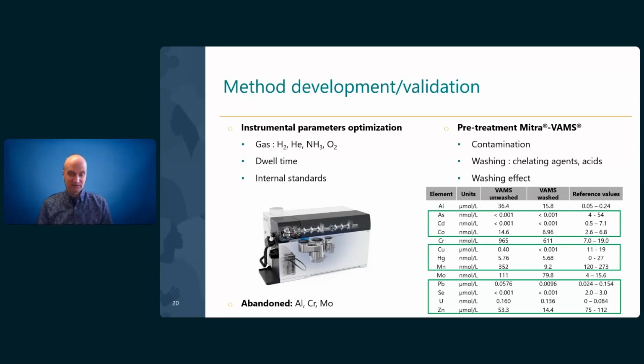But unfortunately, for some elements like aluminum, chromium, and molybdenum, it was just not possible to lower the contamination level to such a point where there is no impact on the quantification. So we abandoned these elements, and we continue with a panel of 10 elements, toxic and essential elements.